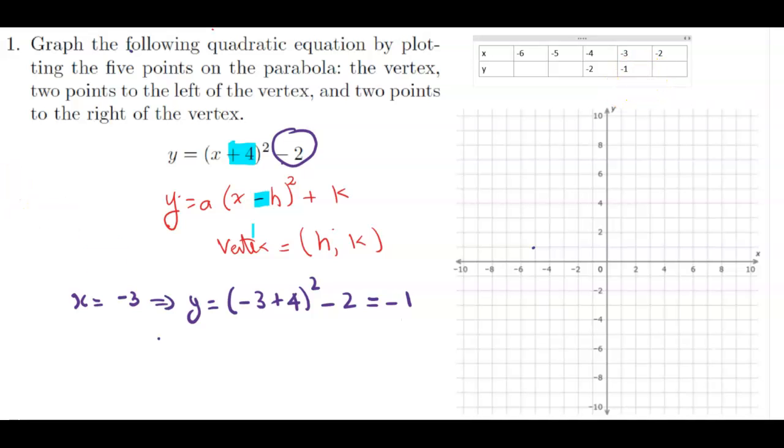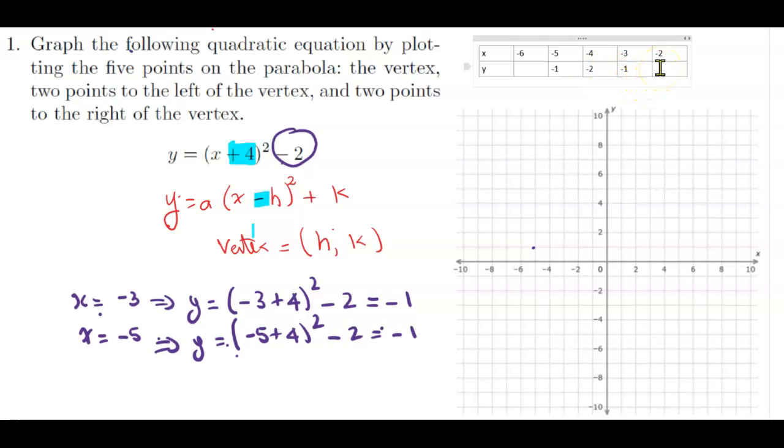And then the funny thing, this is going to be the same value for x equals minus 5. Do you remember the parabola is symmetrical? Every time you go to the right or the left, you end up with the same value. So this is minus 5 plus 4 squared minus 2. Minus 5 plus 4 is minus 1, 1 squared is 1, 1 minus 2 is minus 1 again. Do you notice this is the same value?